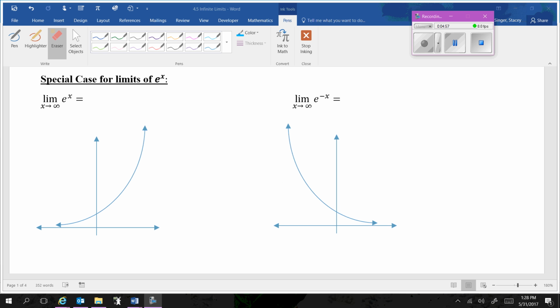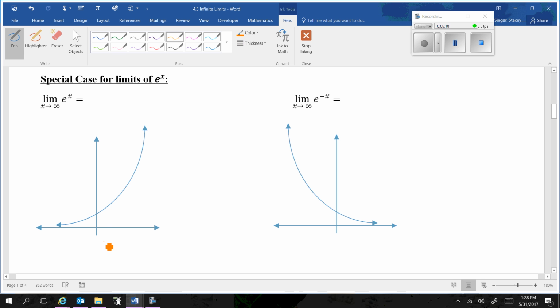Sometimes if you're stuck on limits of functions, something like e raised to the x, especially if I'm plugging in infinity or negative infinity, you're better off typing it in the calculator and looking at the graph. So if I broke my graph up into two parts, positive side of x would reach positive infinity. Negative side of the y-axis would reach negative infinity.